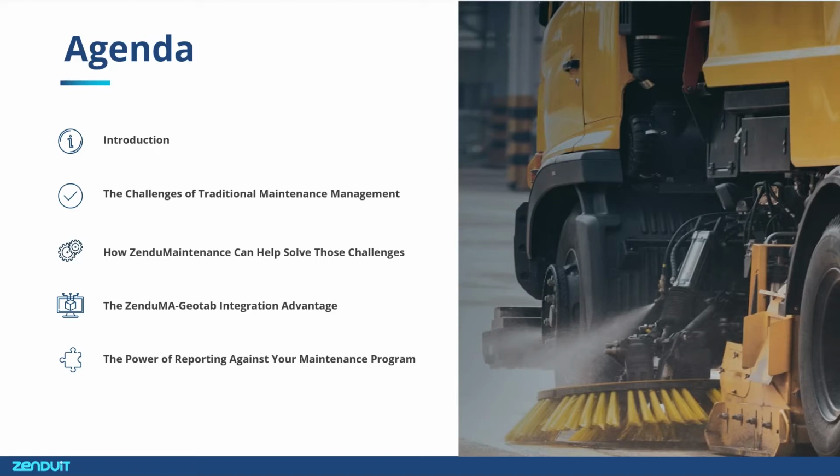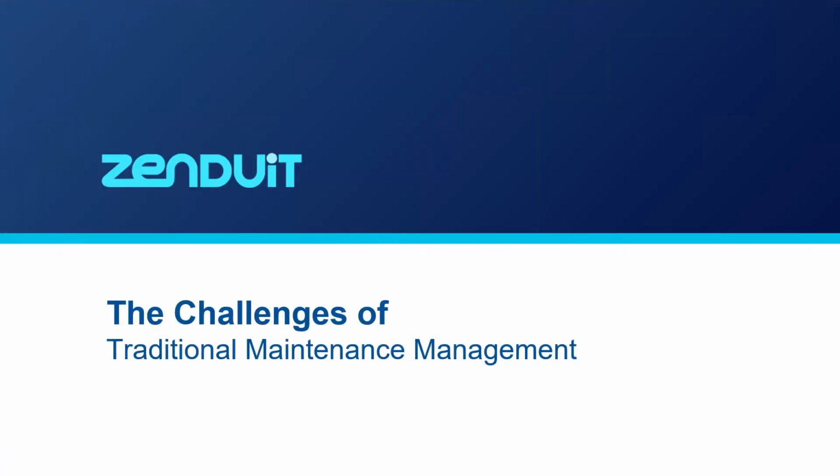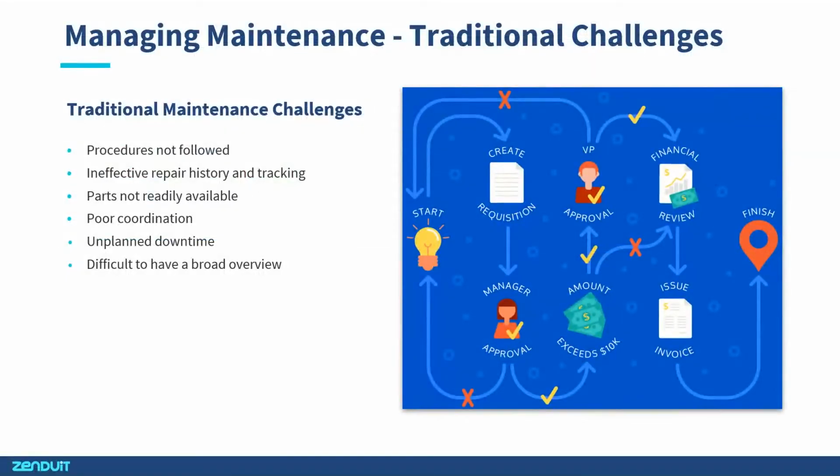So let's get started taking a look at ZenduMaintenance and the challenges of traditional maintenance management. Because we all know that maintenance management is a big role to fill within an organization. And some of the challenges that come up in the maintenance management space are procedures not being followed correctly. We have ineffective repair history and tracking because, if we're using a paper-based system, we maybe don't have a good overview of what's actually happening. Or if we do, it can be very difficult to put it all together into a single cohesive idea.